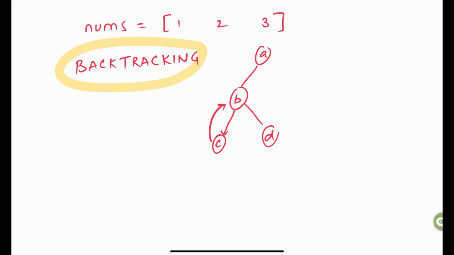For example, after processing C, we'll move up and go to D, and once all the combinations are done, we'll move up from B to A and then maybe try E. This algorithm will help us identify all the permutations that we can build while making sure we are not breaking any of the constraints. Now let's try to apply this algorithm to the problem statement.